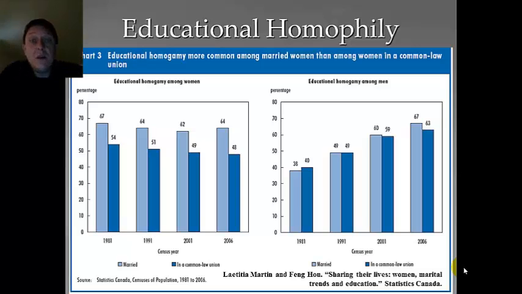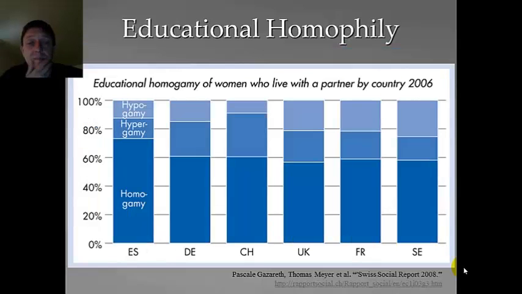What do we see here? We see that women and men in recent years have been consistently marrying people who are in the same category that they are in. We can look at this for different countries. Now we can talk about hypogamy, which means you marry people less educated than you. Hypergamy, you marry people that are more educated than you. And homogamy, you marry people with the same level of education.